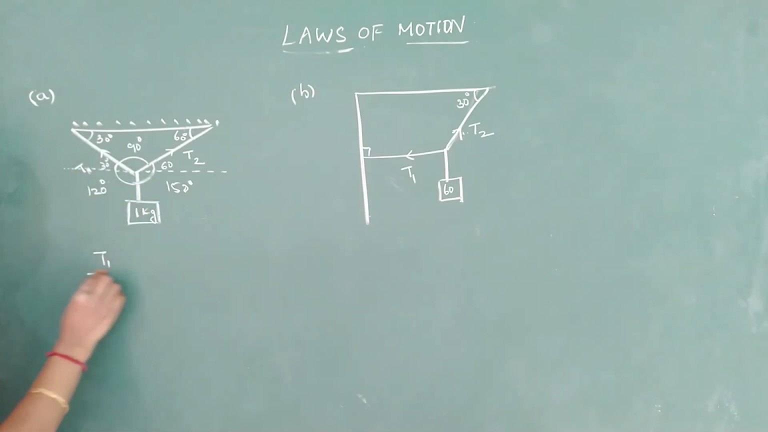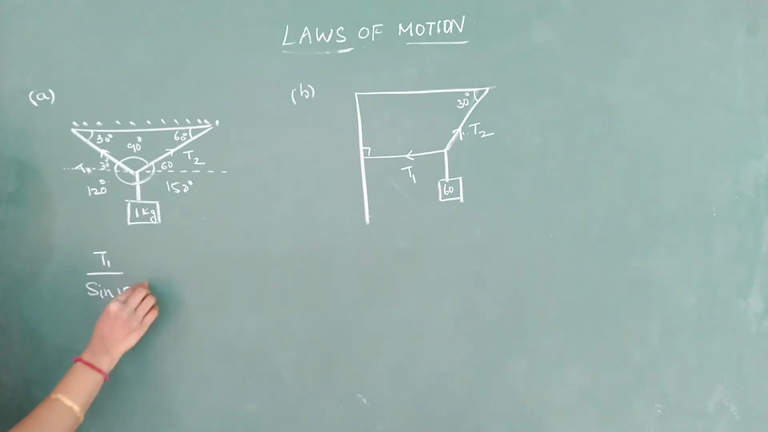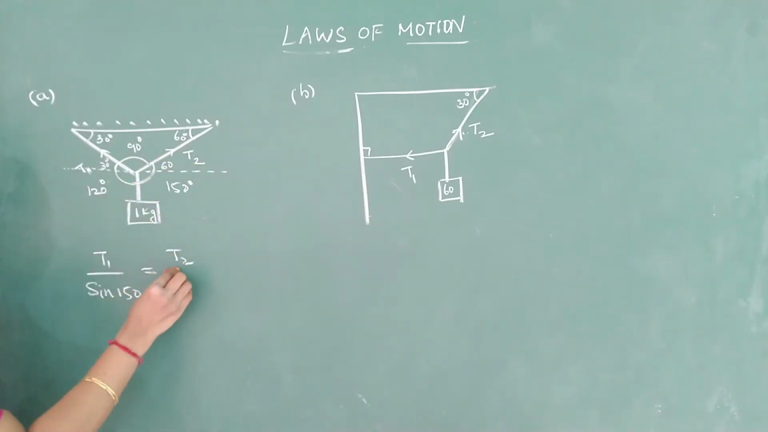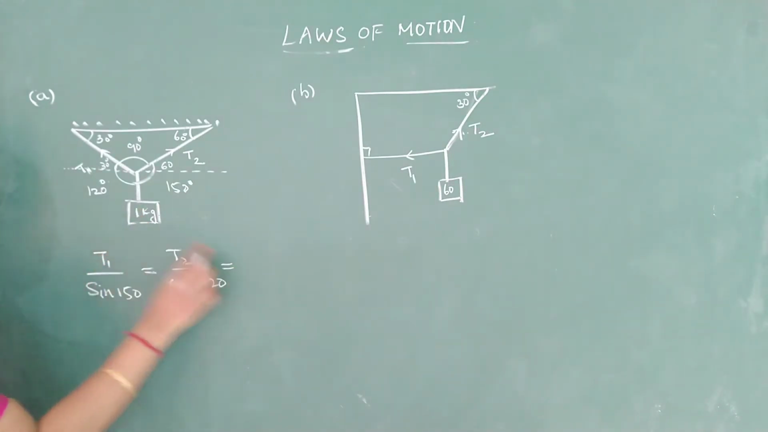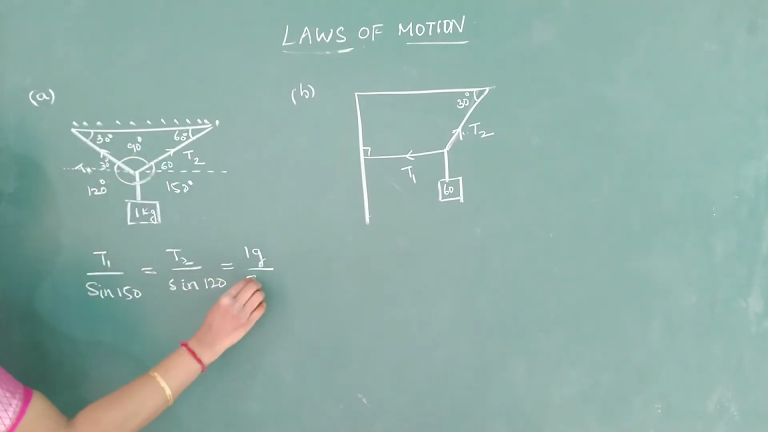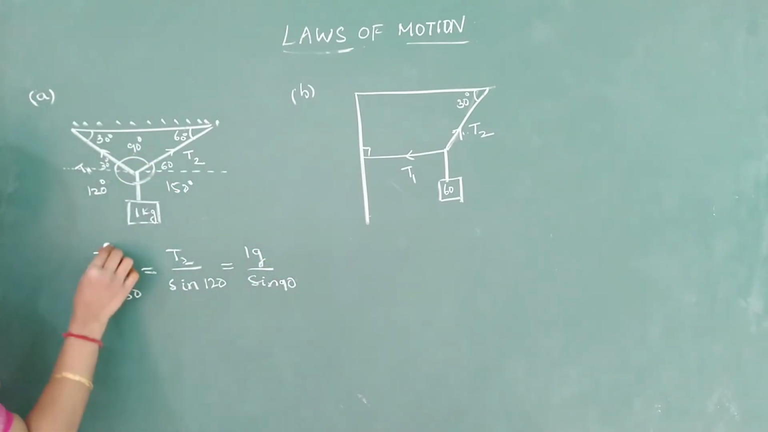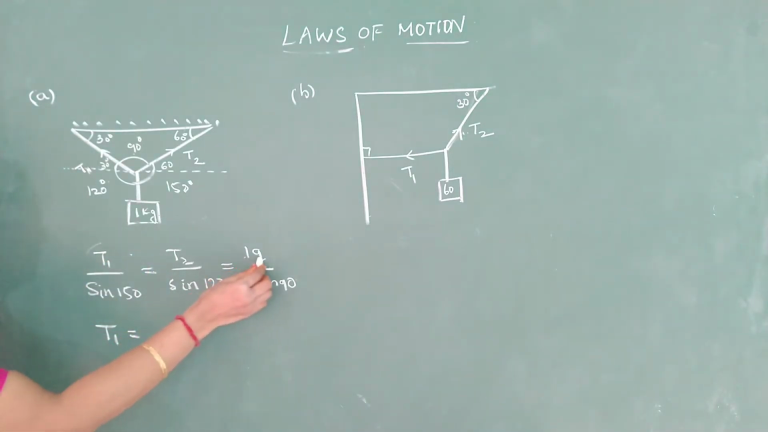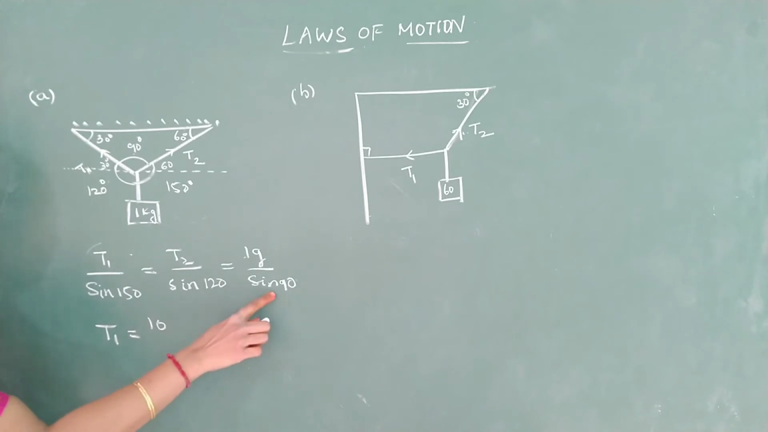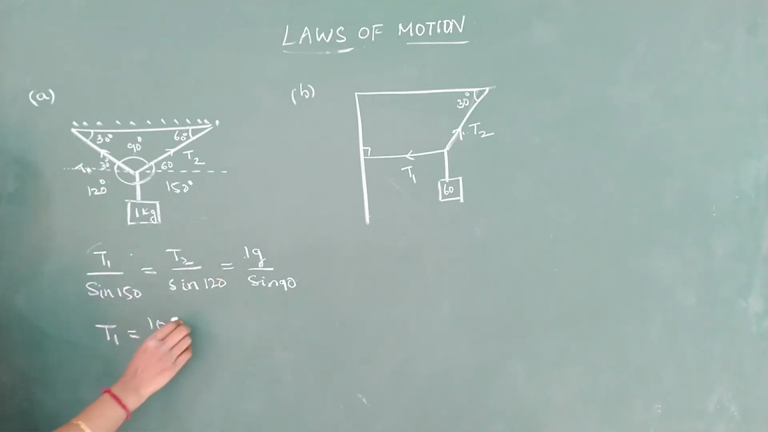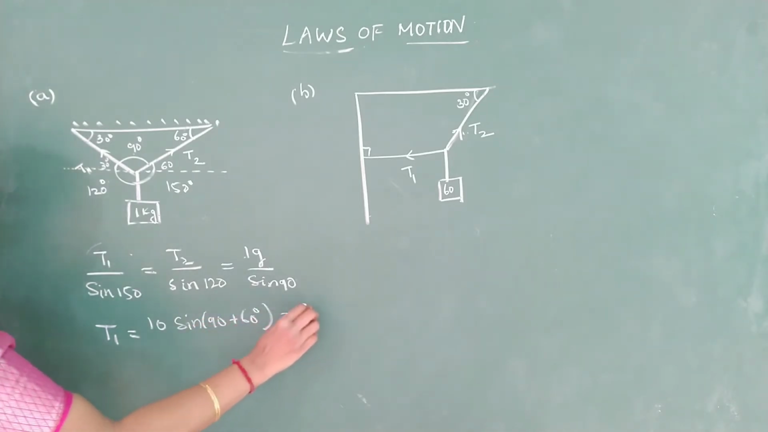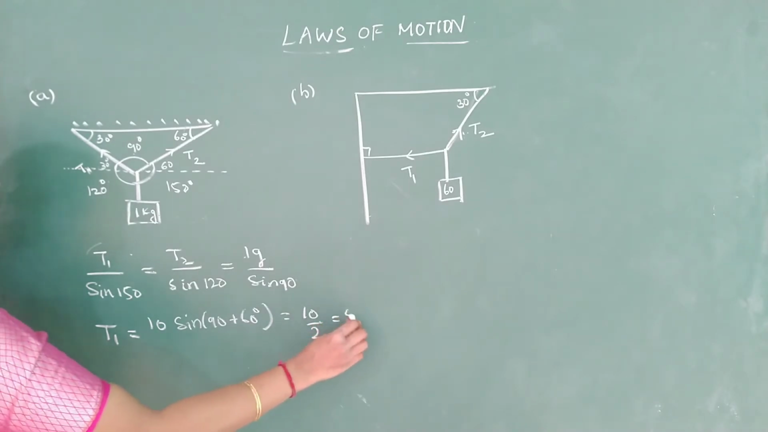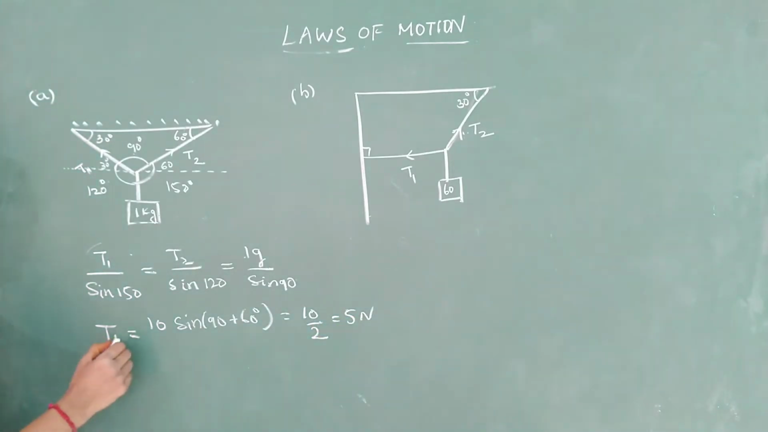T1 by sine 150 should be T2 by sine 120 should be, okay, downward force is 1 into G by sine 90. So find out T1. What is T1 equal to? 1 into G, G if you take it as 10, sine 90 is 1, into sine 150. Sine 150 is sine of 90 plus 60, that's nothing but cos 60. We know the value of cos 60 is 1 by 2. What should be the value of T1? 5 Newton. If you know T1, equate these two to get the value of T2.